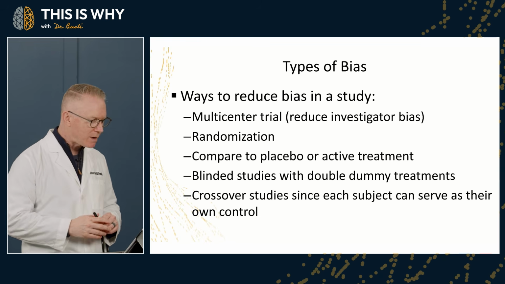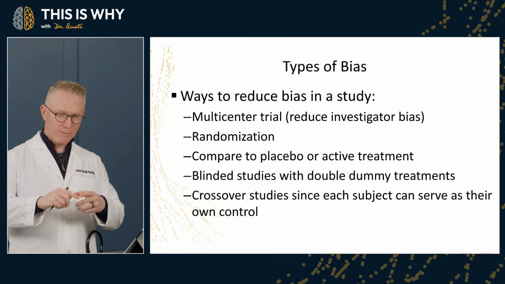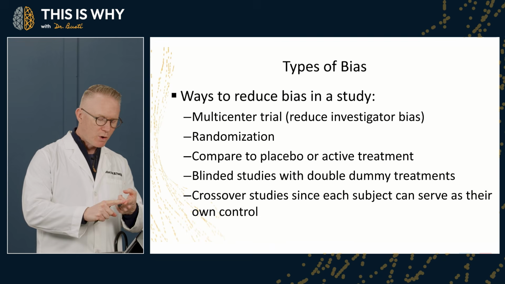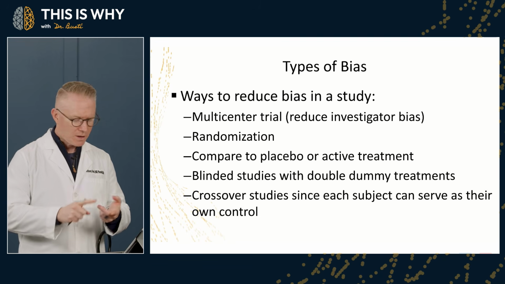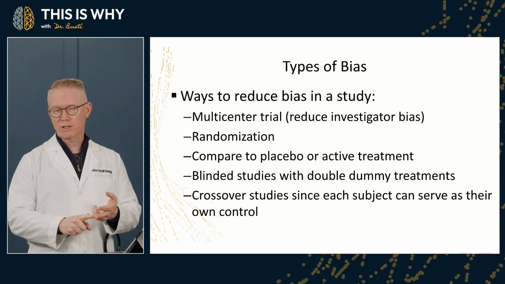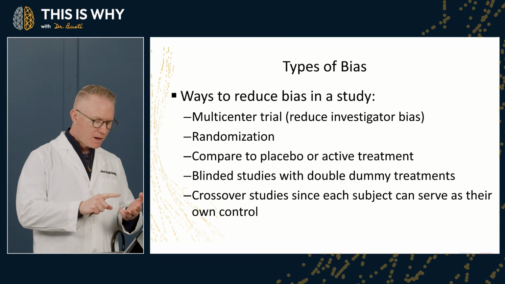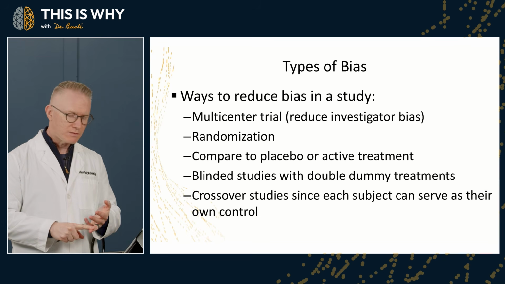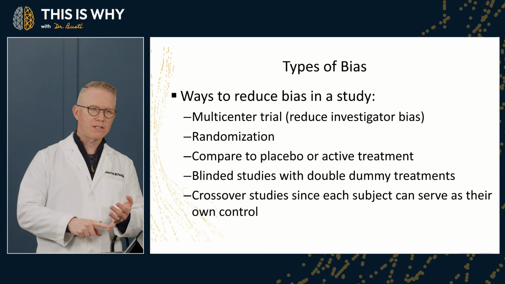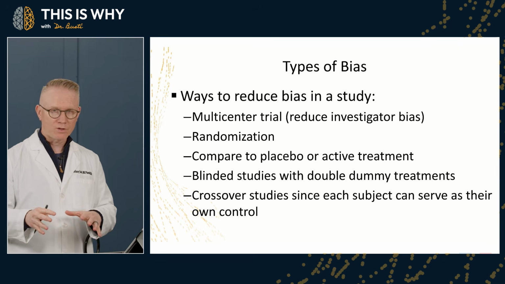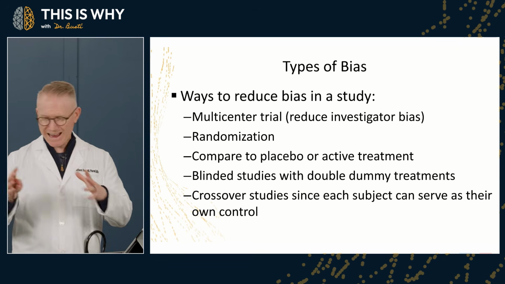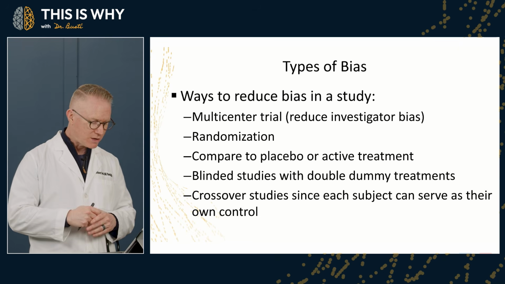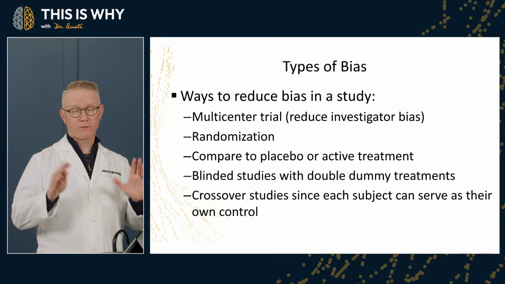Now, ways to reduce bias, most commonly in the big picture, and again, common high-yield core testable items: multi-center trial versus single center, randomized versus non-randomized, okay? Comparing to a placebo or active treatment, obviously. Blinded studies that have double dummy treatment options so that the patient and the researcher both don't know what group the patient's in. Crossover studies are very powerful.